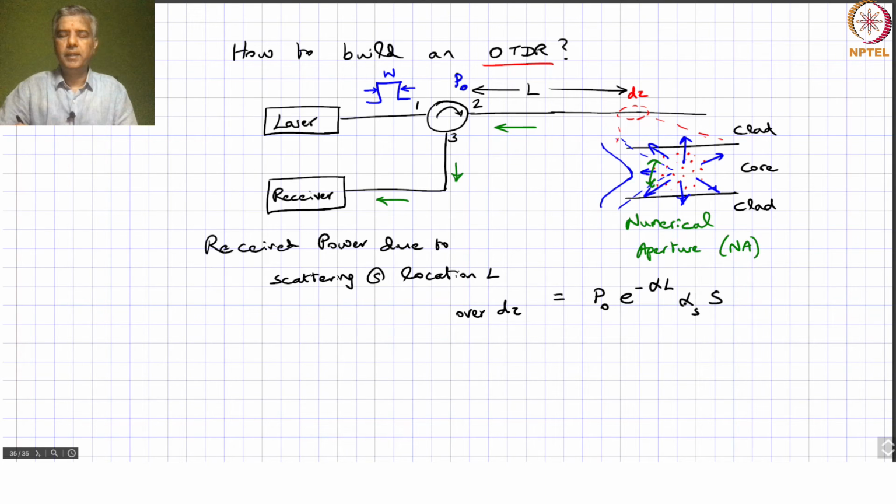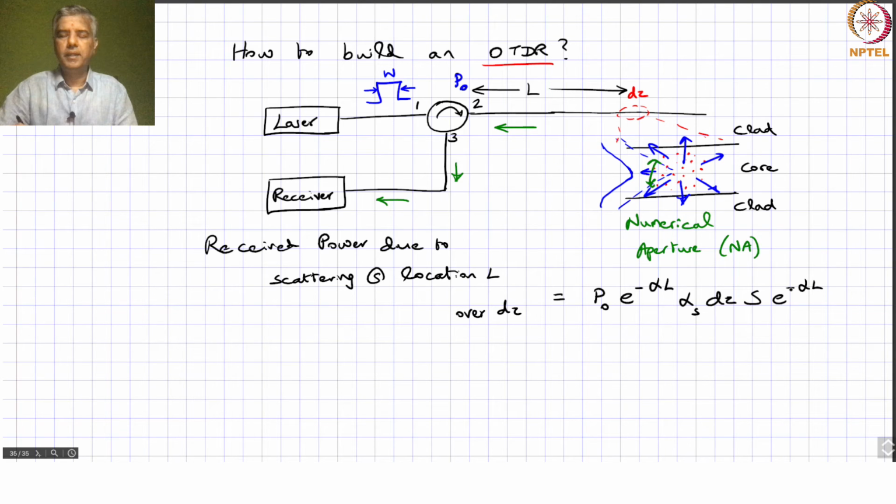So before I write S, I'll have to say alpha S is per unit distance, that's the scattering, and so multiplied by dz, that corresponds to the extent that we are observing, and then multiplied by S. This is the power that's starting to come off this place, but by the time it goes back, it undergoes extra loss, right? We know what that loss is. That is going to be e power minus alpha L.